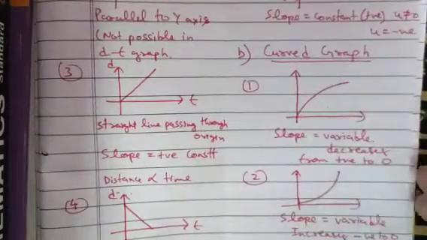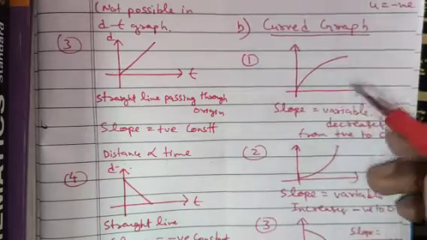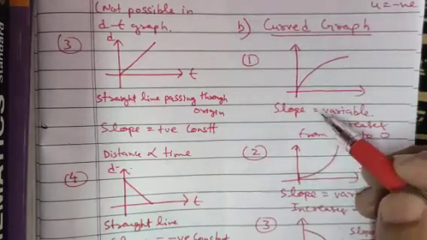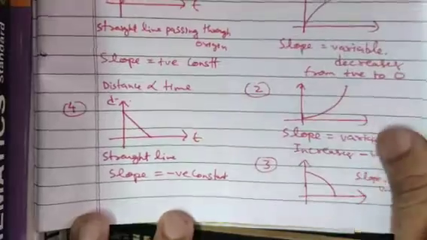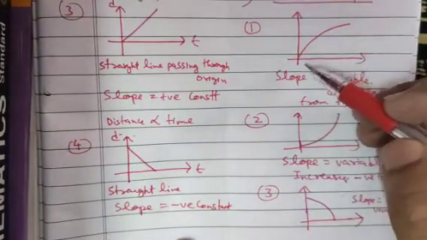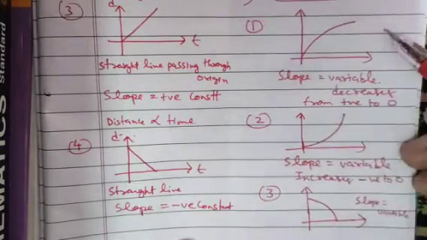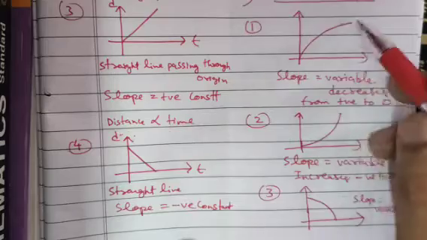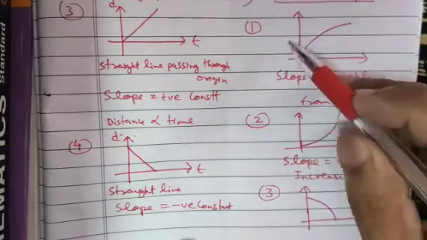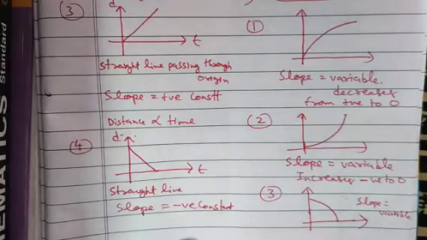Now next category is curved graph. Curved graph will include parabolic graph. This is a parabolic graph. Okay, all three parabolic graphs I have drawn over here. The first graph here will be like this. So it will indicate that the slope is variable. If it is a velocity time graph, then the acceleration is non-uniform and it decreases.